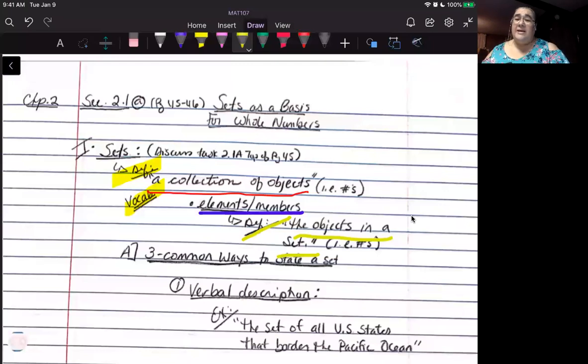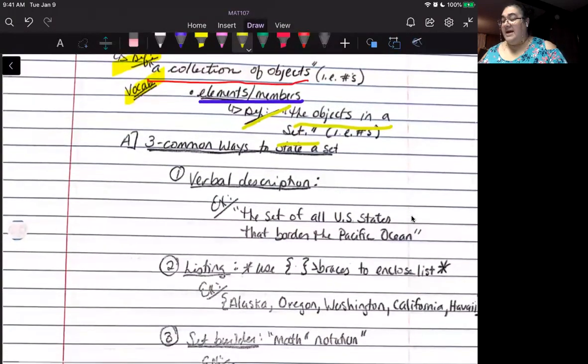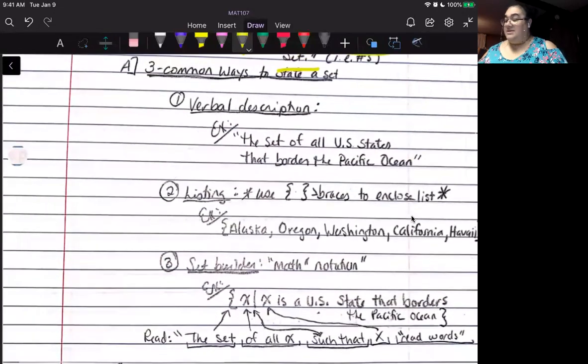I know it's kind of a very basic, mundane example, but hopefully that helps you to clearly understand what a set is and what we mean when we talk about elements or members of a set. Okay? Now, there are three common ways to state what a set is. We can state a set by giving it a verbal description, like you just heard me say. So, for example, I could say, I'm looking at the set of all the United States that border the Pacific Ocean, and now I have verbally described the set I'm talking about, right?